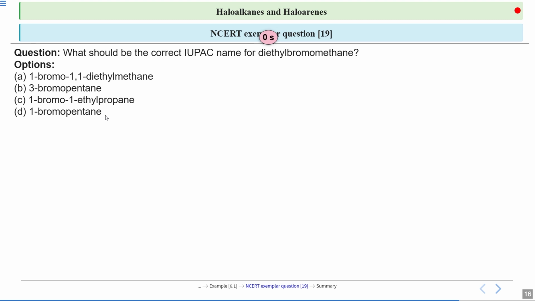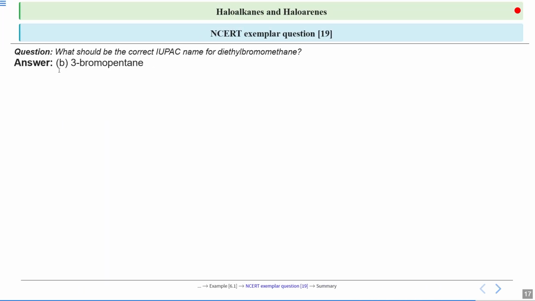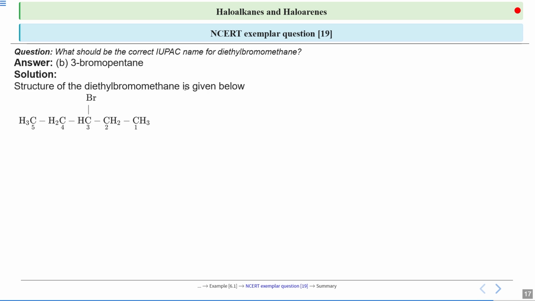Okay, let's see. For this question, the correct answer is option B, that is 3-bromopentane. So the structure of diethyl bromomethane is given below, which is this: CH3, CH2, CHBr, CH2, CH3. When you do the numbering, the carbon at which bromine is present should get the lowest possible number. If you start the numbering from right or left, this carbon will always get number 3 because it is in the middle, right? So this is the numbering done.